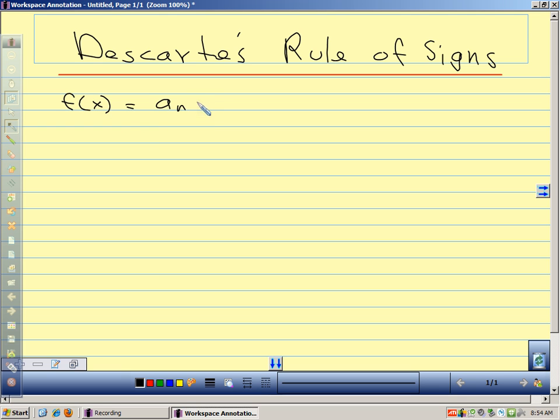So we have a sub n x to the n, plus a sub n minus 1 x to the n minus 1, plus a bunch of terms, and then we have a sub 1 x plus a sub 0. So there's our polynomial that we've been talking about. Descartes' rule of signs tells us, and we want a sub 0 not equal to 0, so we have some constant number out here at the end. We don't end with something multiplying x. We have some number.